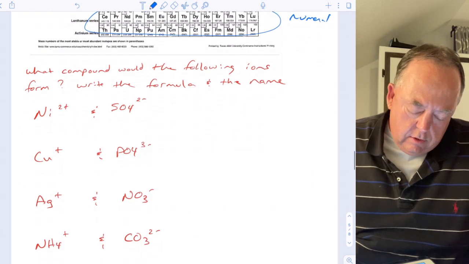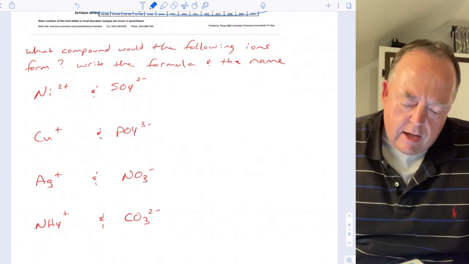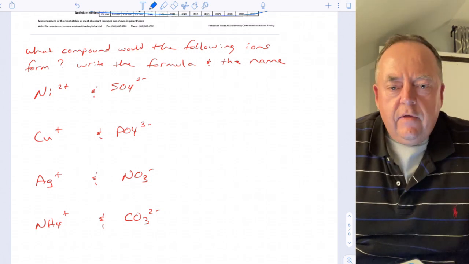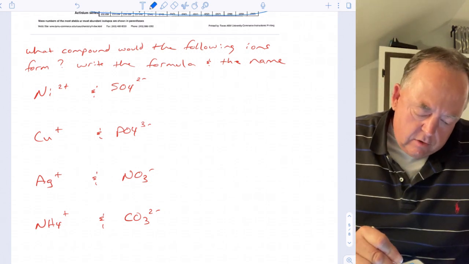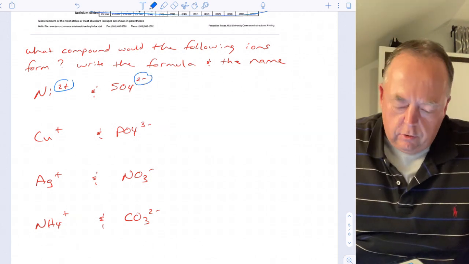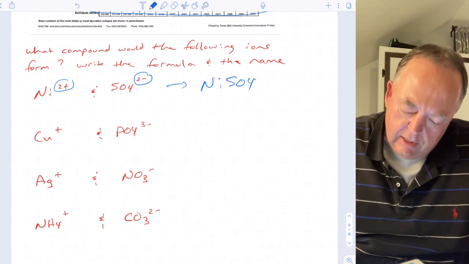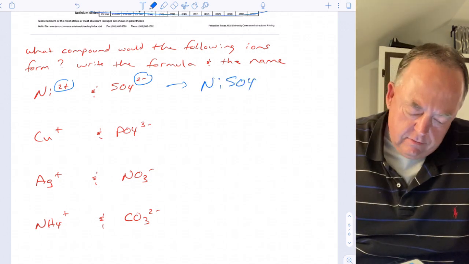Okay, so let's take these ions. What would be the formula of the compound they make, and then what is the name of that compound? So nickel has a +2 charge, sulfate has a -2 charge, so they balance each other out. So you just need a 1-to-1 ratio. So that would be the formula of the compound.